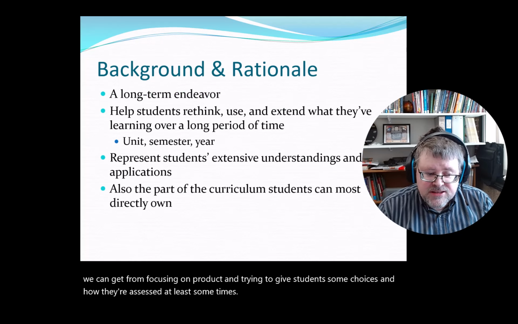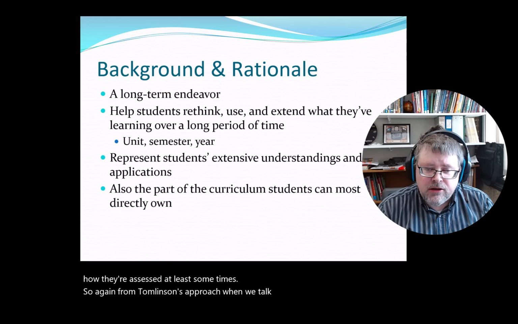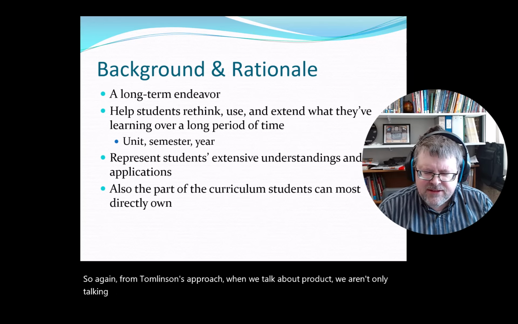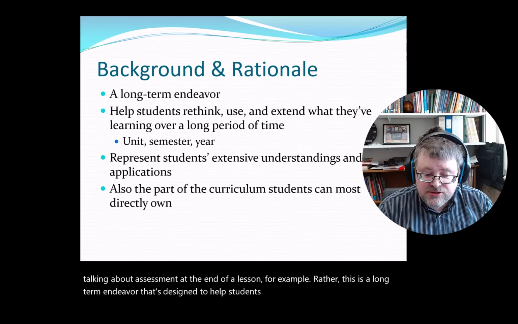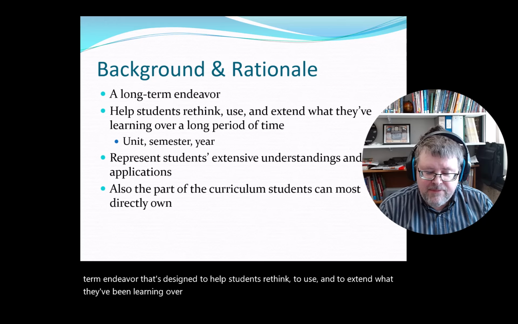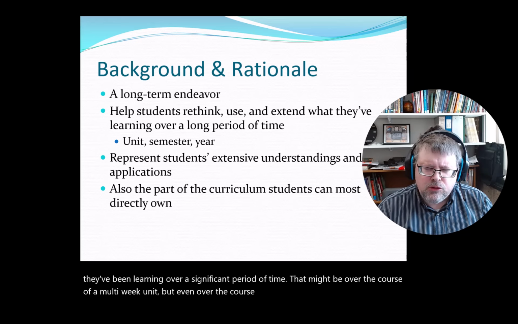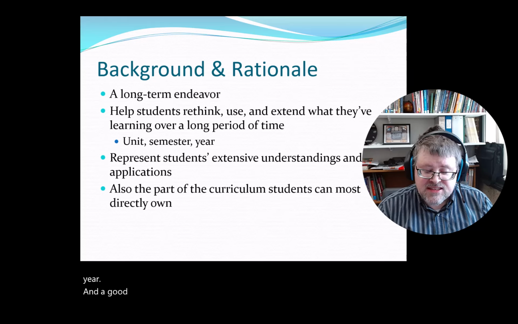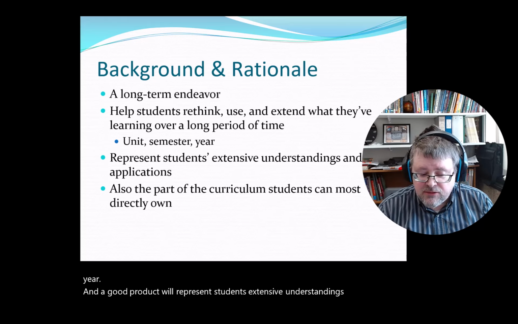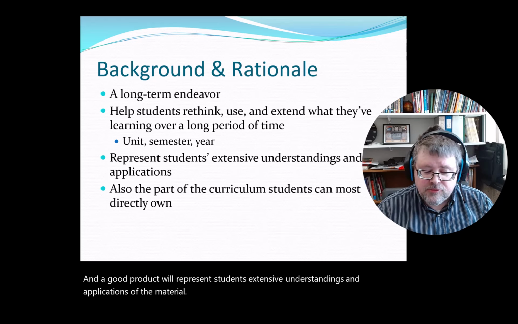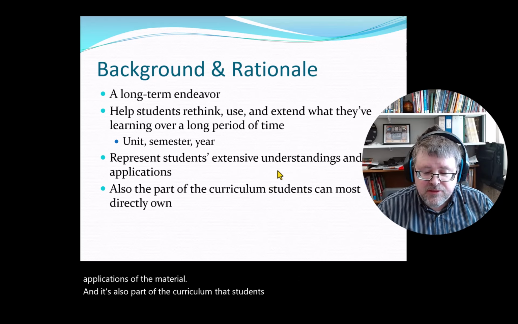So again, from Tomlinson's approach, when we talk about product, we aren't only talking about assessment at the end of a lesson, for example. Rather, this is a long-term endeavor that's designed to help students rethink, use, and extend what they've been learning over a significant period of time. That might be over the course of a multi-week unit, but even over the course of a quarter or a semester or even the entire year. And a good product will represent students' extensive understandings and applications of the material. It's also part of the curriculum that students can most directly own. They have the most ownership of.